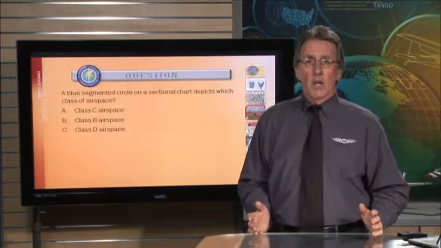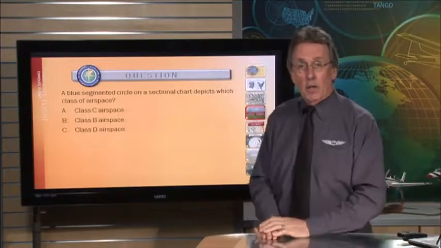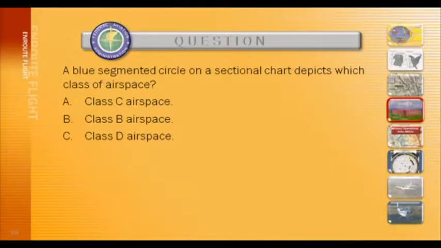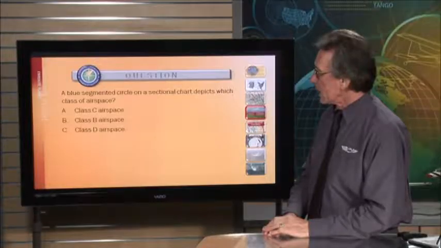Welcome back to the studio. Let's take another FAA test question on airspace. This one: a blue segmented circle on a sectional chart depicts which class of airspace? The letters A, B, or C.